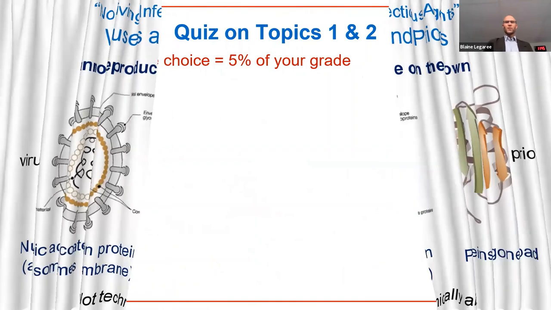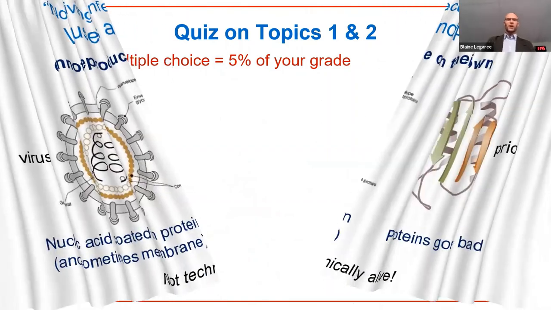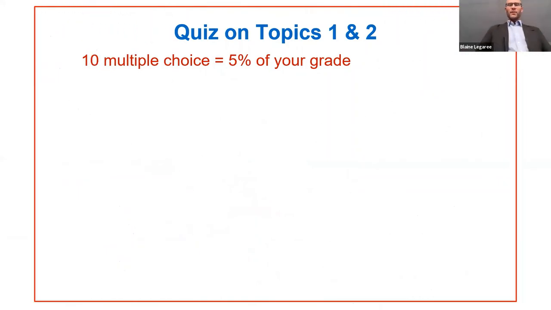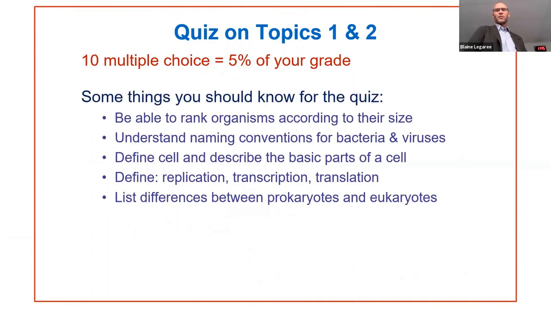Okay, so let's talk about that quiz. I know that's why everybody came out today. It's going to be 10 multiple choice, and it's 5% of your grade. Here are some things you should know for the quiz. Make sure you know all the parts of the cell and those processes, all the notes we took today about replication, transcription, and translation, and just the basic differences between prokaryotes and eukaryotes. I have a couple of other things listed there: naming conventions, and being able to at least rank them by size.